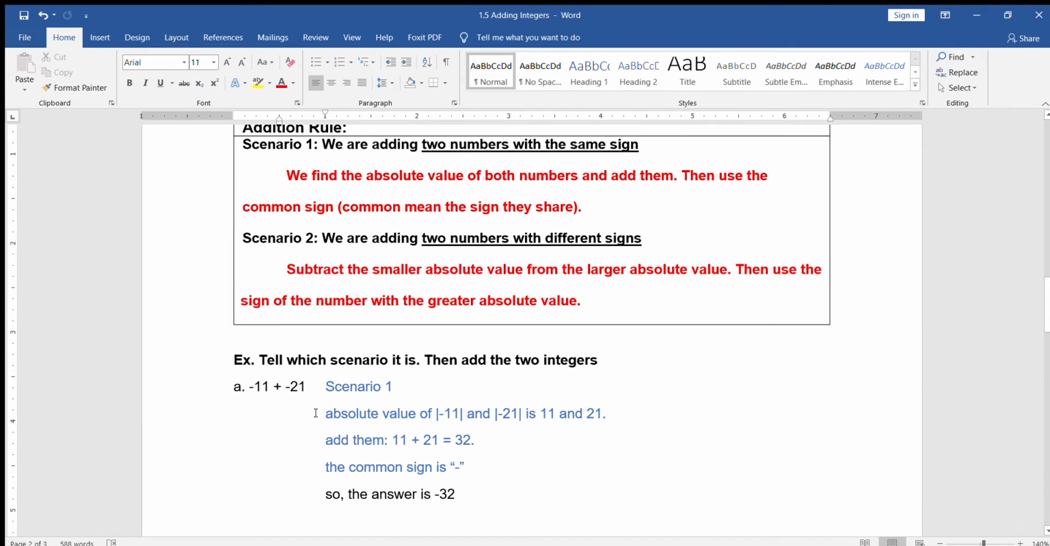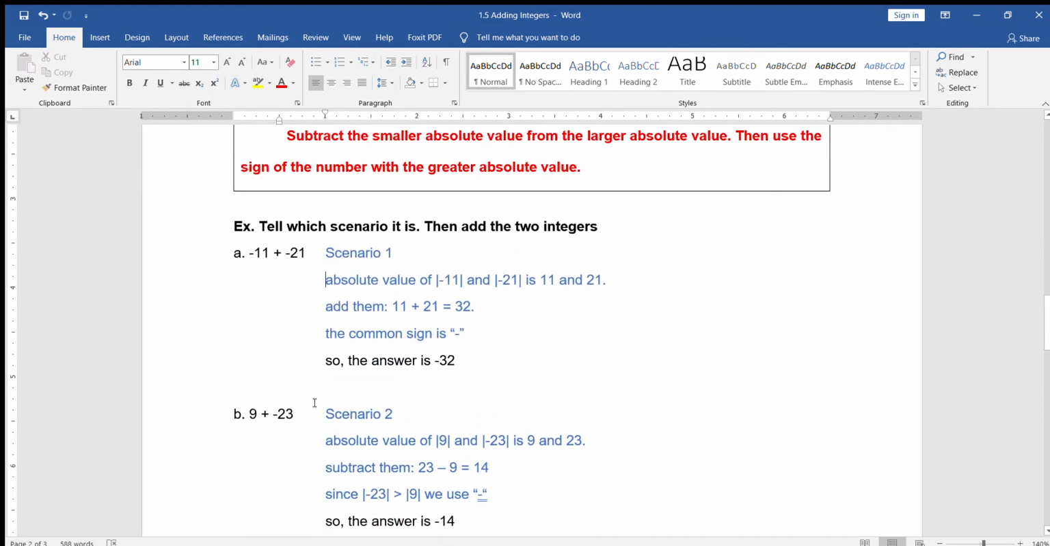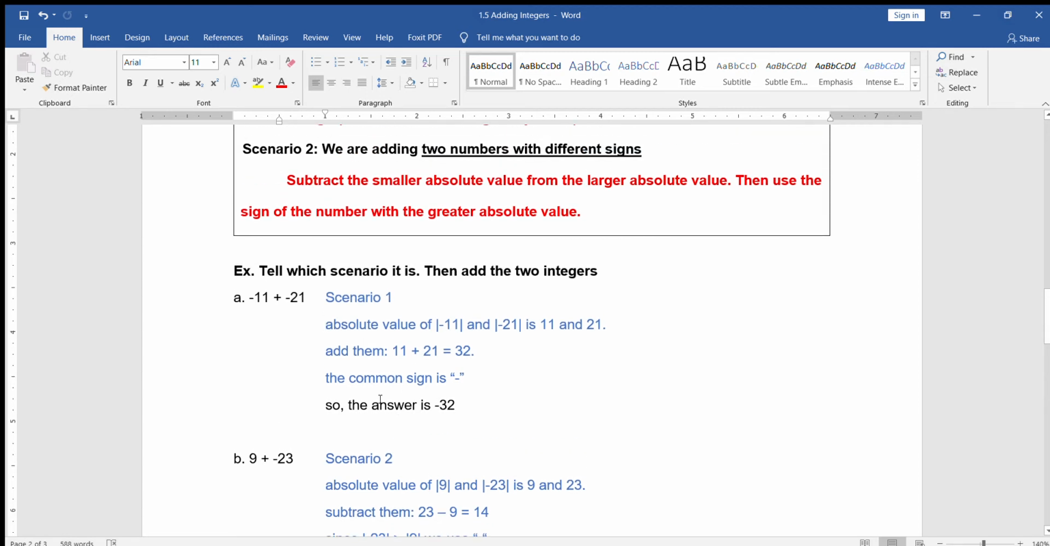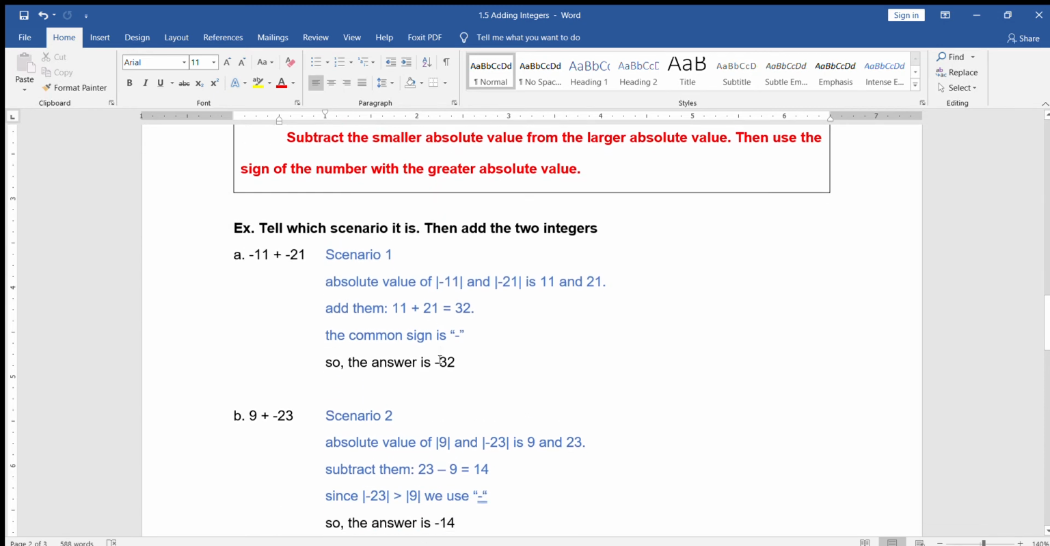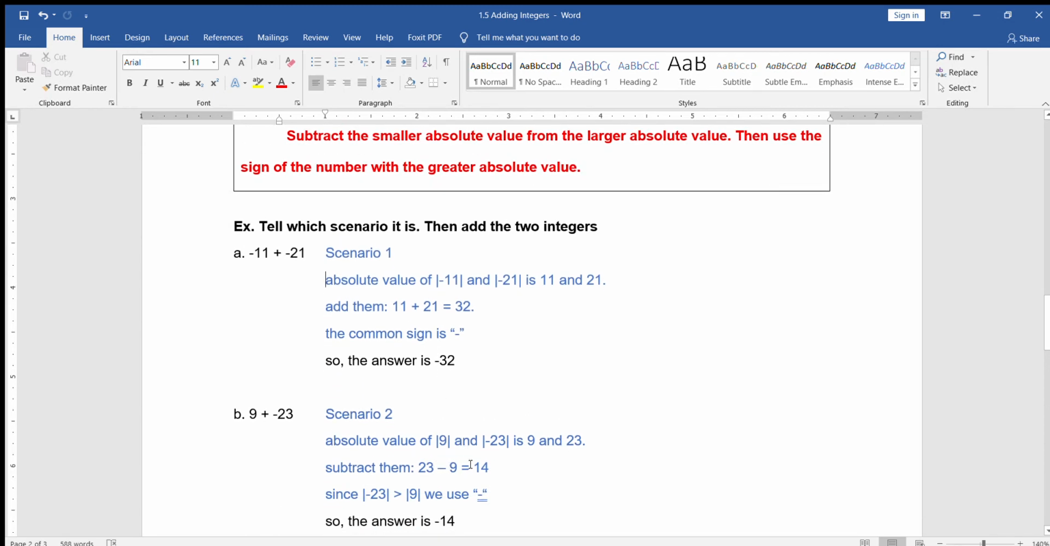How do we do scenario 2? Let's start. We have 9 plus negative 23. In this case, we're going to use scenario 2. First thing first, find the absolute value of both numbers. The absolute value of 9 is 9, and the absolute value of negative 23 is 23. And then we're going to subtract them. Again, we're going to subtract the smaller number from the larger number. So 23 minus 9 is equal to 14.